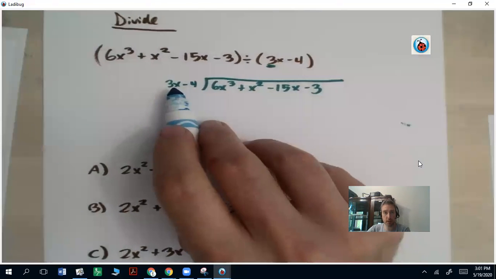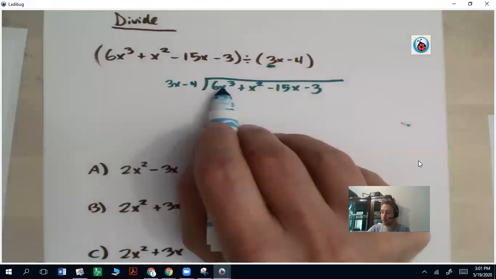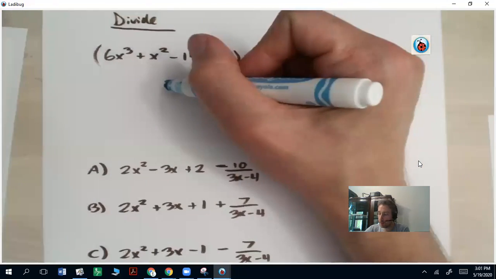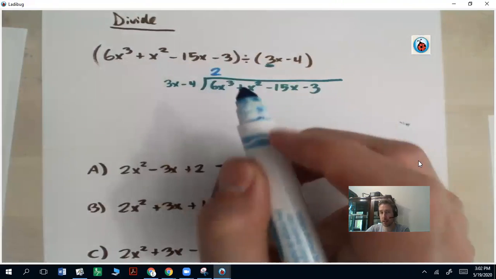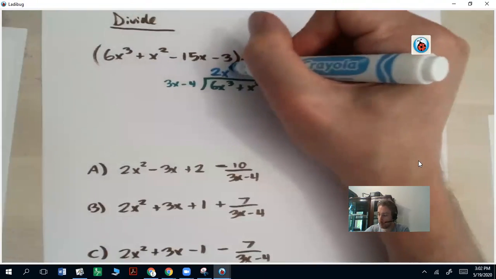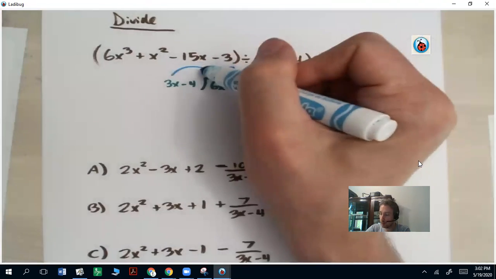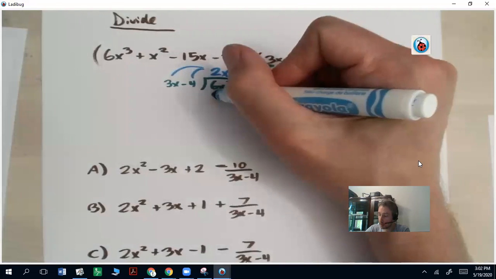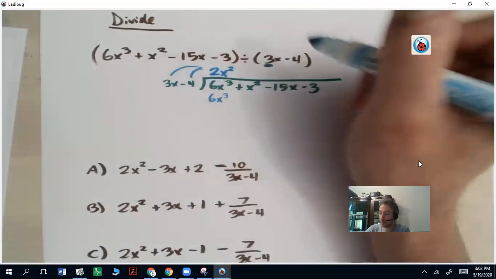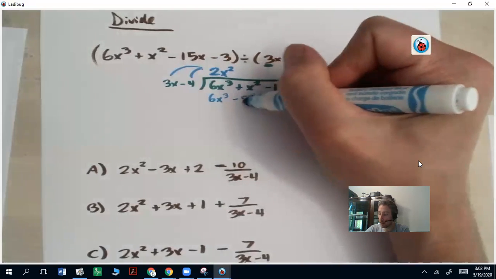Next, we look at the first term on the outside and we see what I can multiply it by to get to the first term on the inside. What times 3 is 6? That's 2. What times x is x cubed? That's x squared. Then I take that 2x squared and I multiply it by all the terms on the outside. So 2x squared times 3x is 6x to the third power, 6x cubed. 2x squared times negative 4 is negative 8x squared.